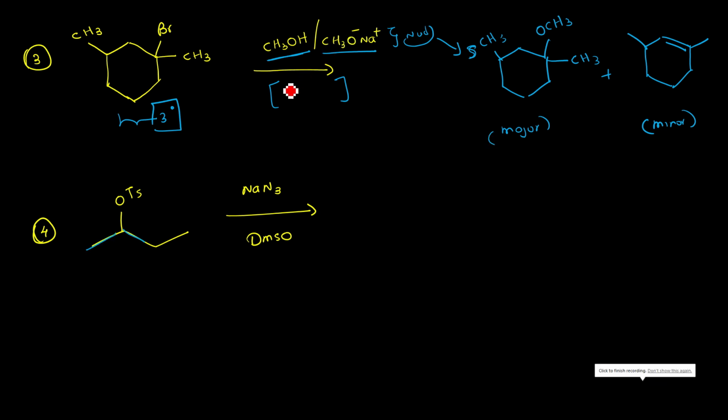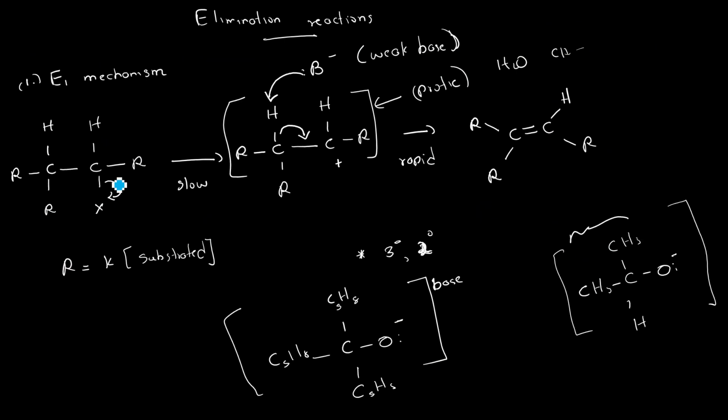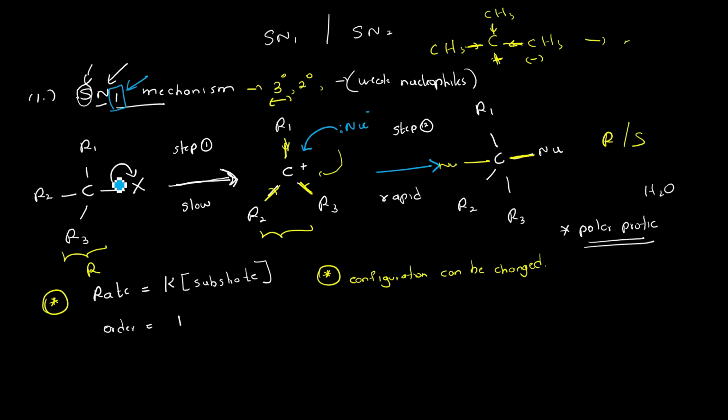Okay, so let's move on to the final question here. There's a small point I want to highlight to you. This OTs. Basically, these OTs groups are very good leaving groups, right? These are very good leaving groups. So you need to understand that if you see a very good leaving group, it can drive towards the first order mechanisms. If you remember our mechanisms, let me take SN1 here.